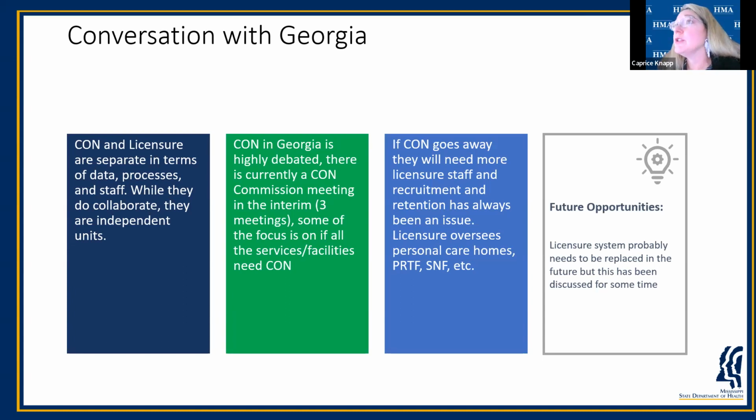There was a conversation across all states about the infrastructure behind licensure and certificate of need, whether or not states have systems that are up to date. And when we get to Tennessee, they're the only state that we talked to that has really put a lot of money into a new system and really gone through that process. A couple of other states are in the middle of it, but are trying. So next slide.